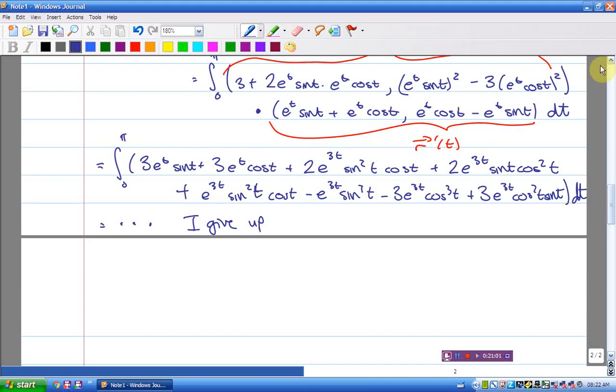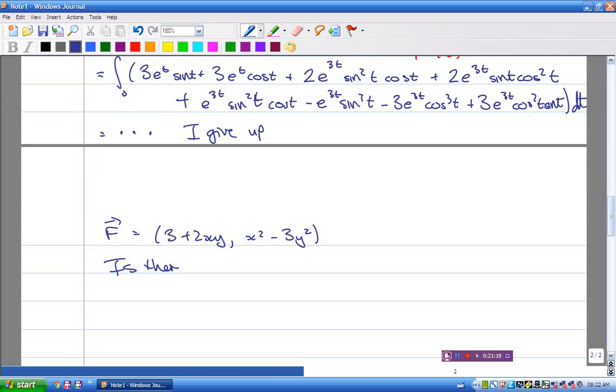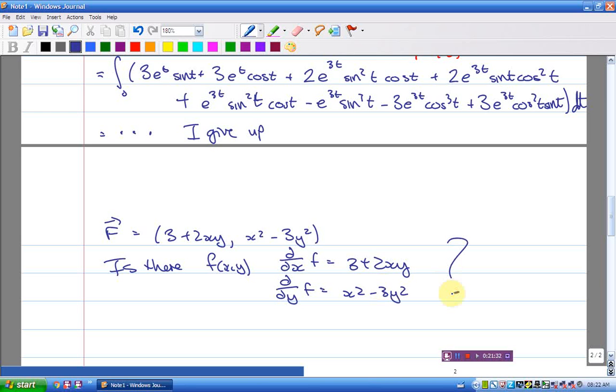Let me check to see if F was actually a conservative vector field. What was F again? F was, I've lost it, 3 plus 2xy and x squared minus 3y squared. Okay. Is there a little f such that d by dx of f is 3 plus 2xy and d by dy of f is x squared minus 3y squared? That's the big question. Because if there isn't, we're stuck. We have to do what I started and complete it.